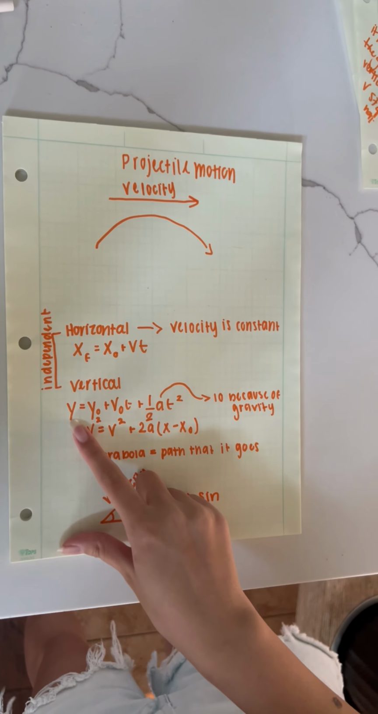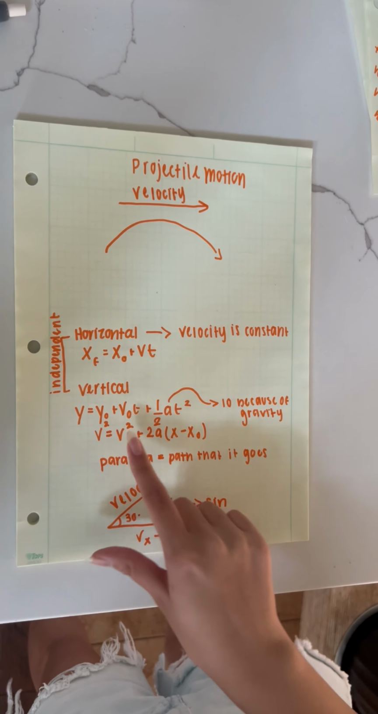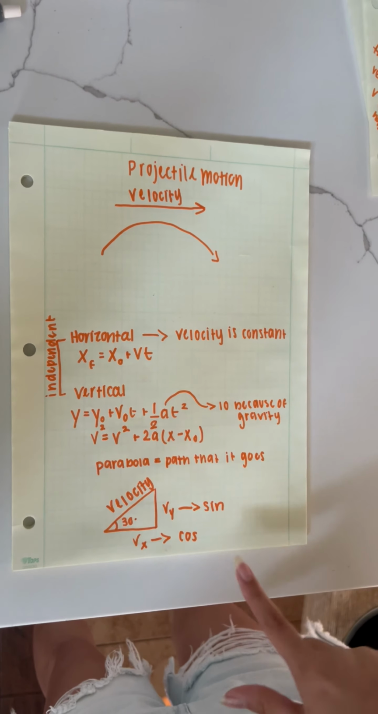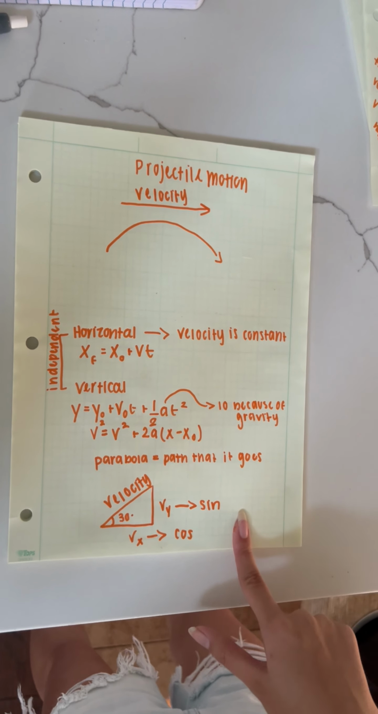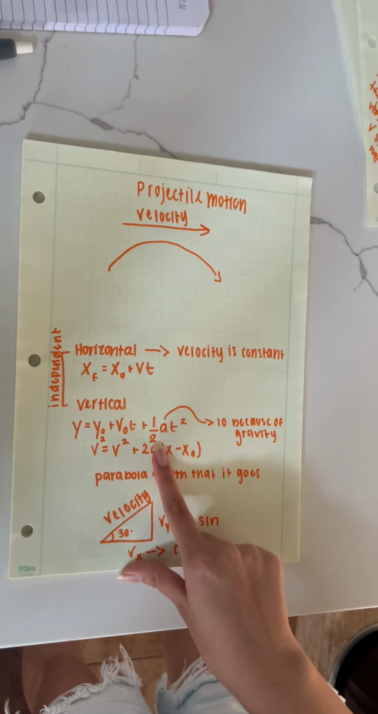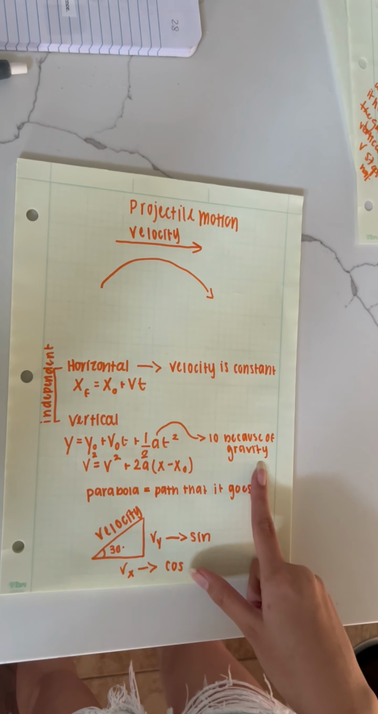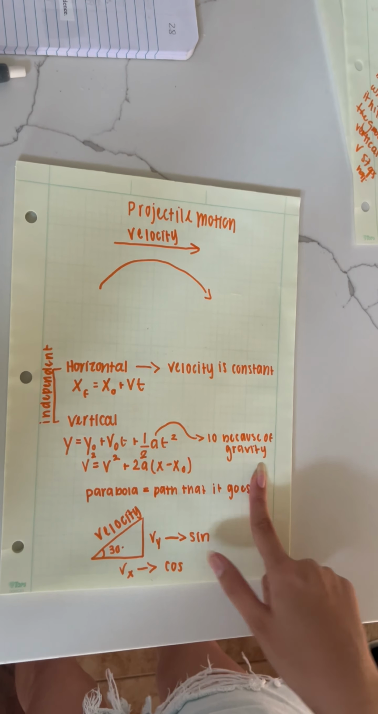So our y final is whenever it hits the ground. Our y initial is where we start from. Our initial velocity we would find by using sine theta to find velocity in the y direction. We would add it to 1/2 a t squared to find t. Our a is going to be 10 because gravity will be constantly pulling it down.